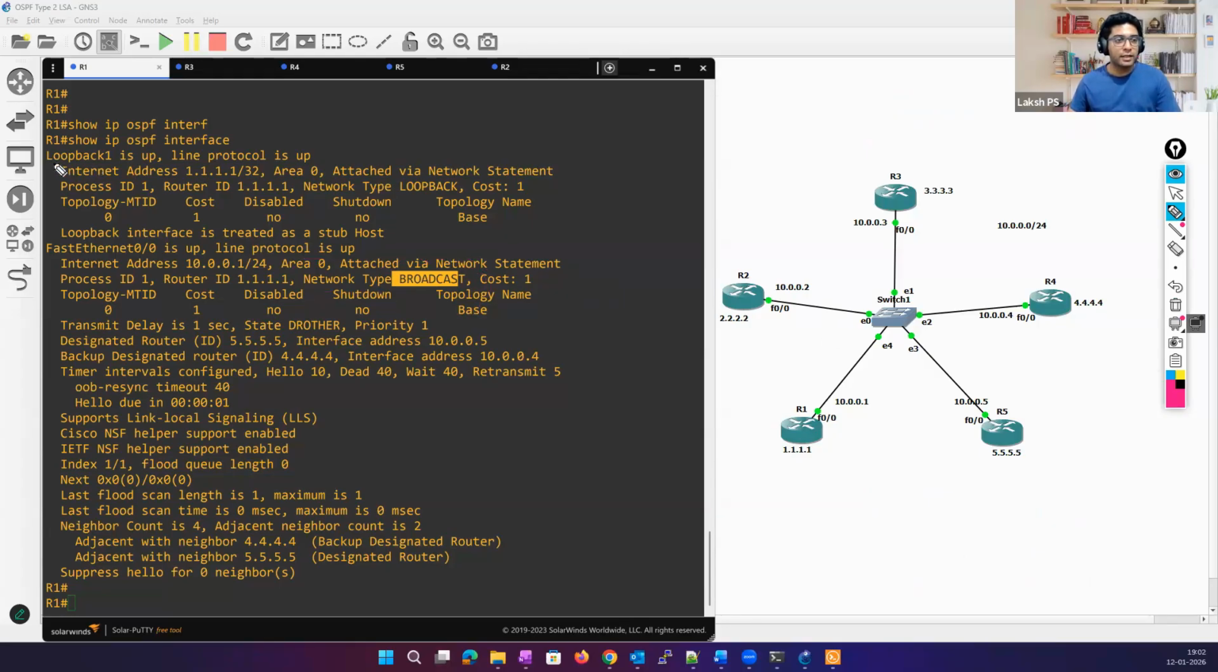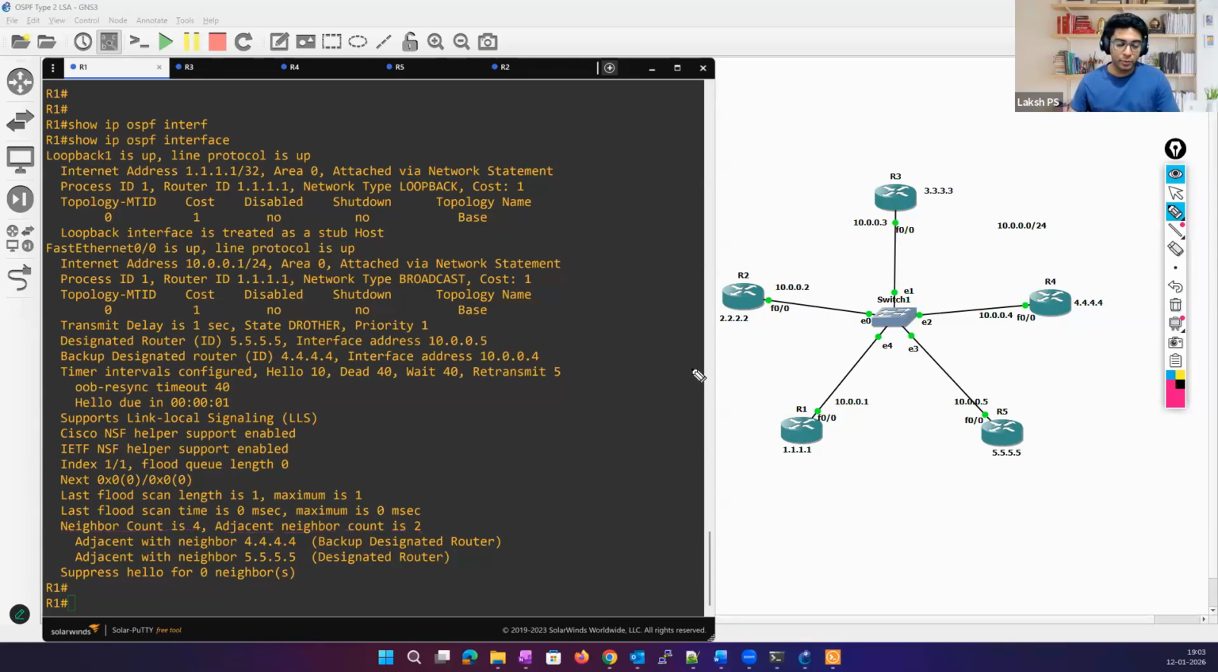And another link on which we have enabled OSPF is loopback 1. So these two are the interfaces where we have enabled OSPF. As I was saying, on this particular topology, R5 will become the DR. On R1 itself, you can see it says the neighbor count is 4, but the adjacent neighbor count is only 2.